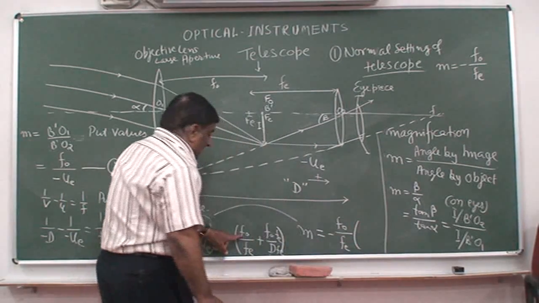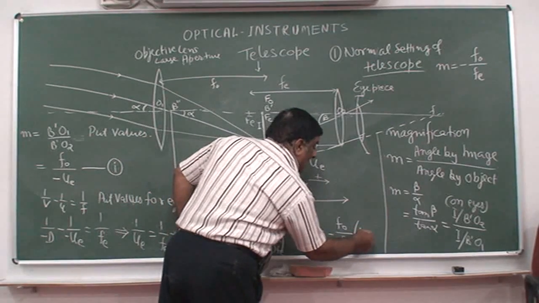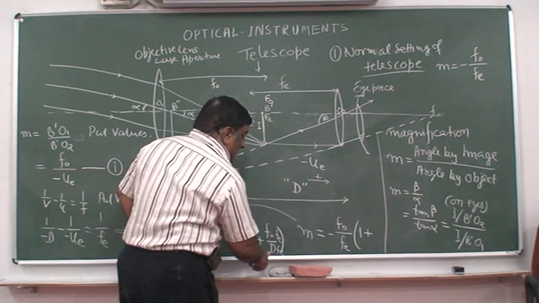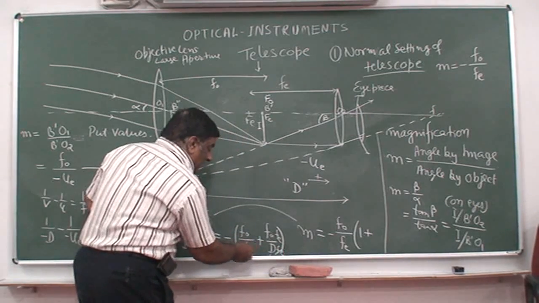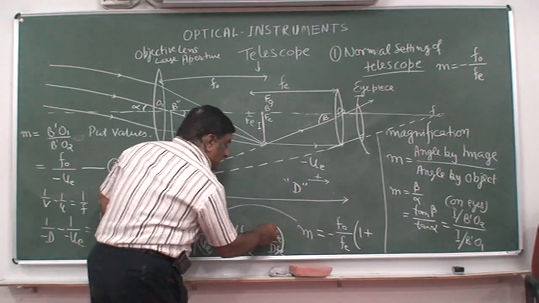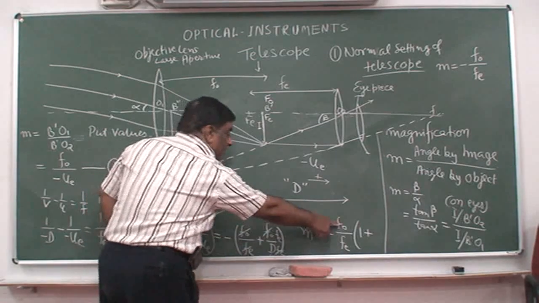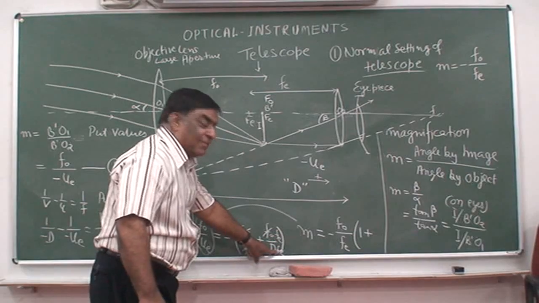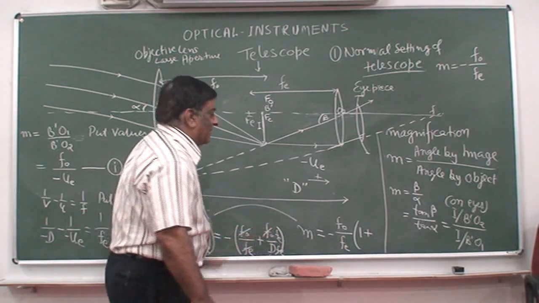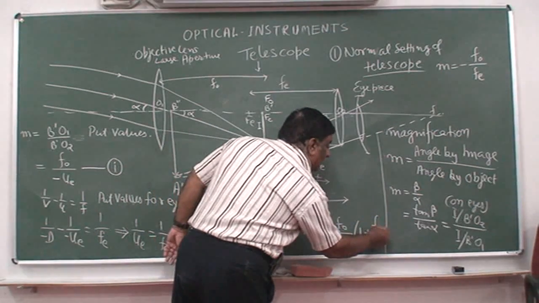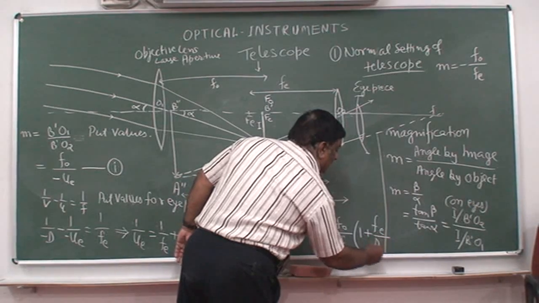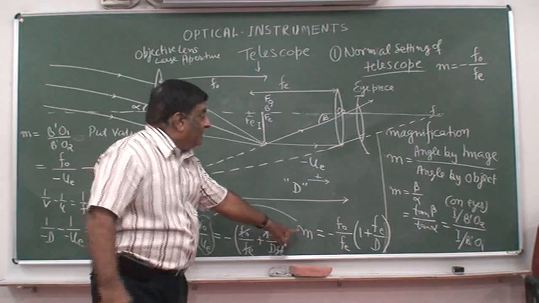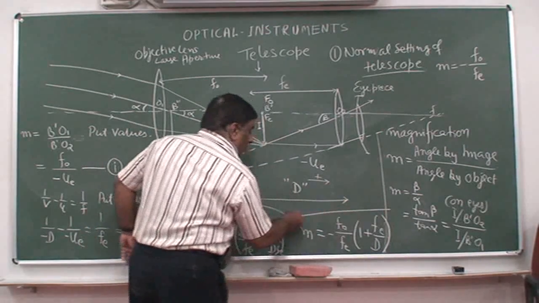What is left inside? Here will be only 1 and this plus, and here we will have FE upon D, because this FE both have come out, this FO both have come out, so FE upon D. Here we have done FE upon FE. You understand? It's very simple mathematics. So FE upon D. This is magnification of telescope.